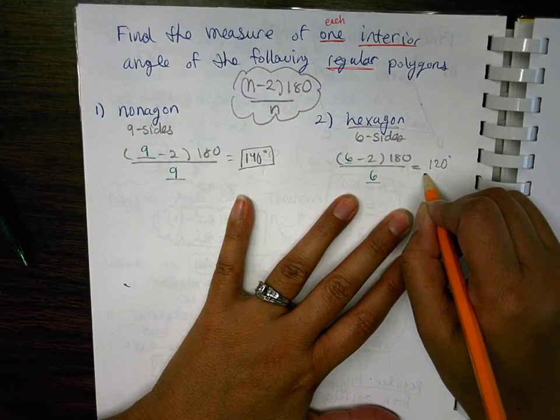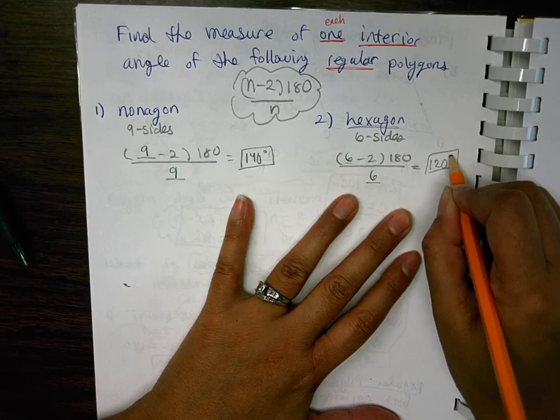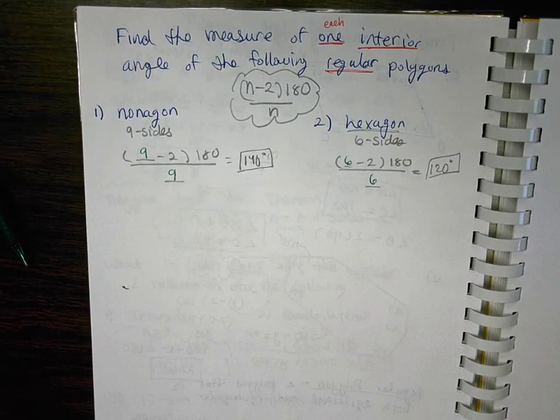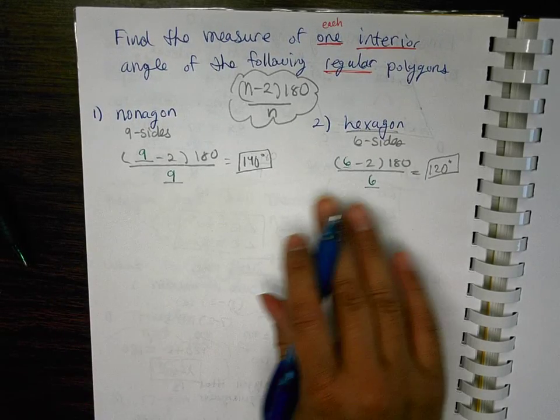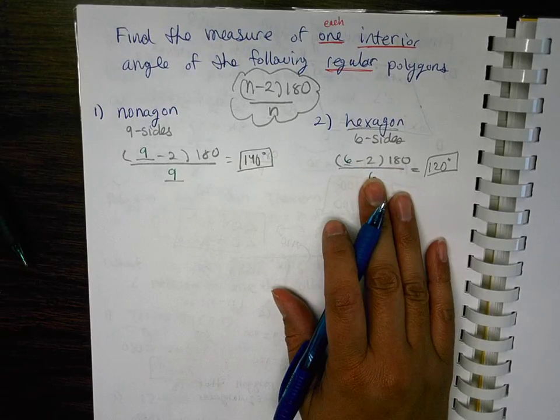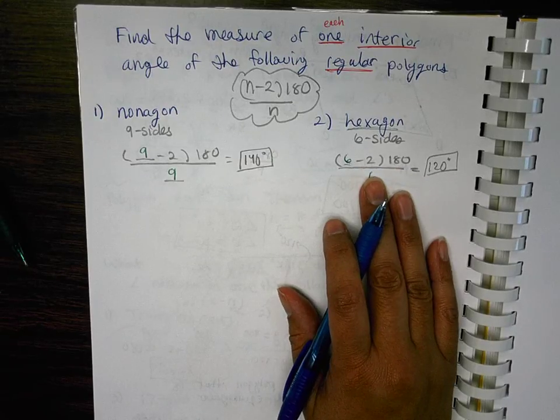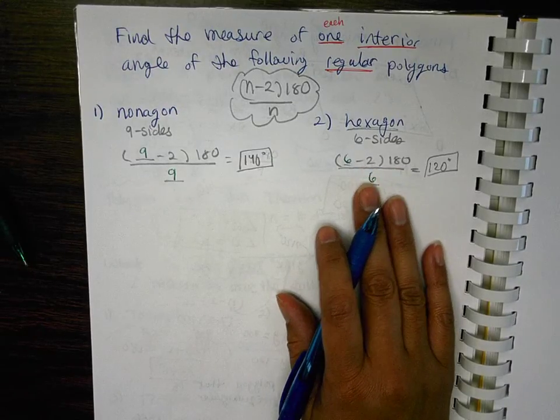120 over 6. What do you think? No, it's bigger than 120 because 6 minus 2 is 4. 4 times 180 is definitely bigger. And then you divide that by 6. 720.